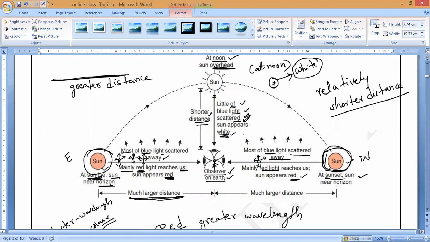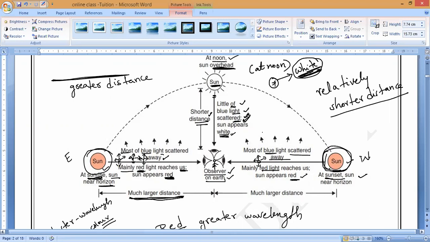So it reaches our eyes. Most of the blue light remains with the other colors. So that is why it appears white. So the sun appears to be which color during noon time? White color. Understand, guys? So that is the reason the light coming from the overhead sun has almost all its components. So 7 colors of light are present. So that is why you see the color, right? 7 colors of light are reaching us. It appears to be white.